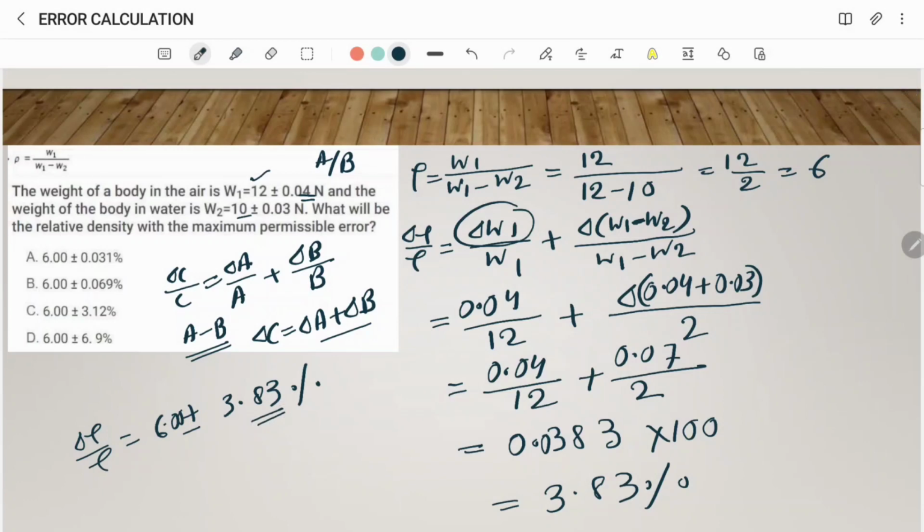So let us go through the options given here. None of them is correct, but this one is close. So this is our correct answer.